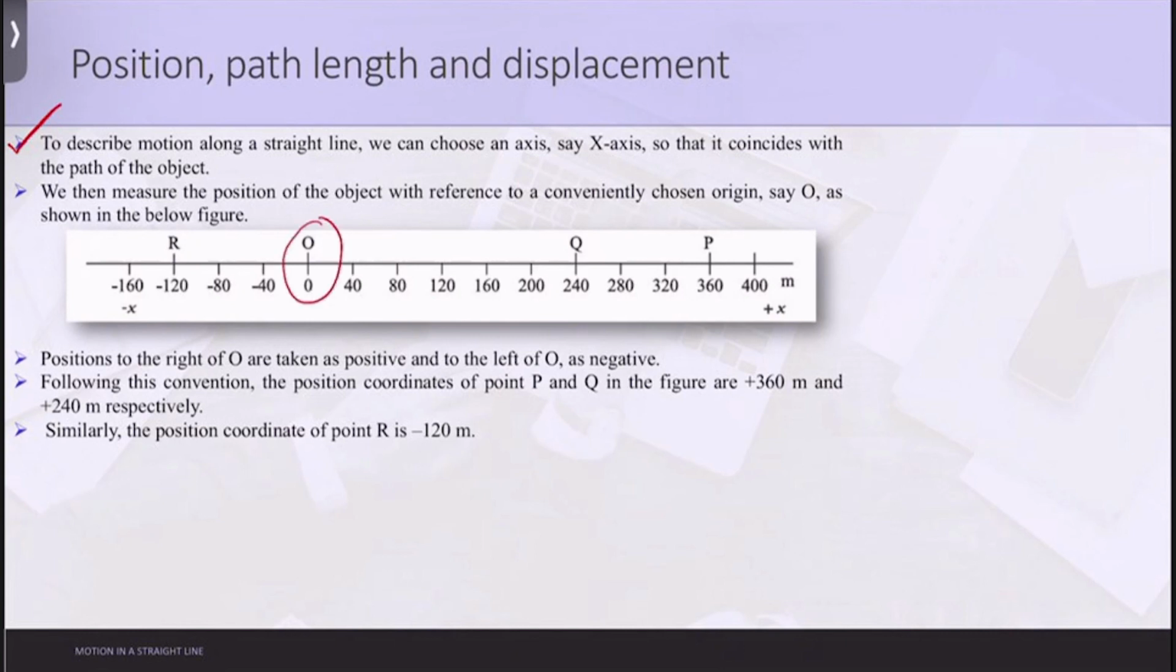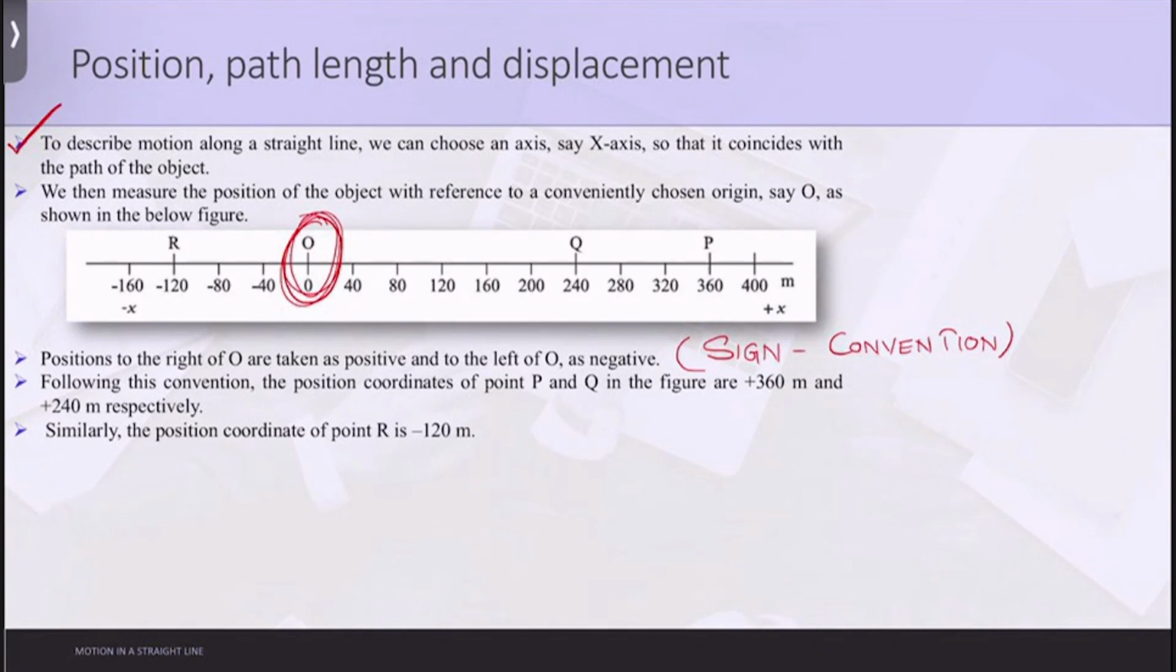So this is that origin, the reference point we were talking about. Now we'll measure each and every distance from this point only. Positions to the right of O are taken as positive. This is just a simple sign convention being adopted, as a rule, so that whenever the answer comes, we can understand whether our answer is towards the right side or the left side.